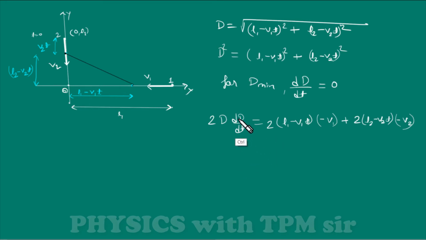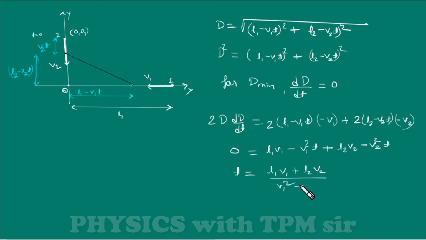So if I put dD by dt as 0, the 2 and the minus will cancel. L1 V1 minus V1 square into T plus L2 V2 minus V2 square into T equals 0. And from here we will get time as (L1 V1 plus L2 V2) divided by (V1 square plus V2 square). So this is the time at which distance will be minimum.